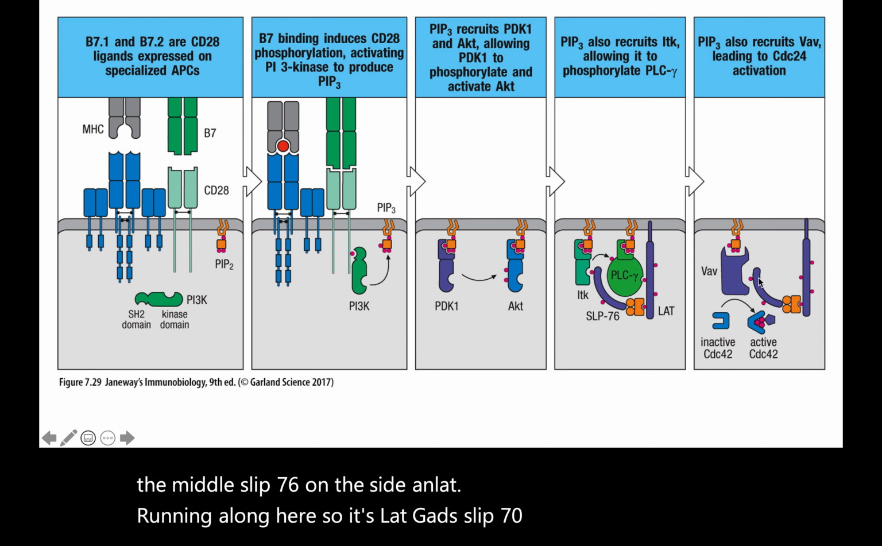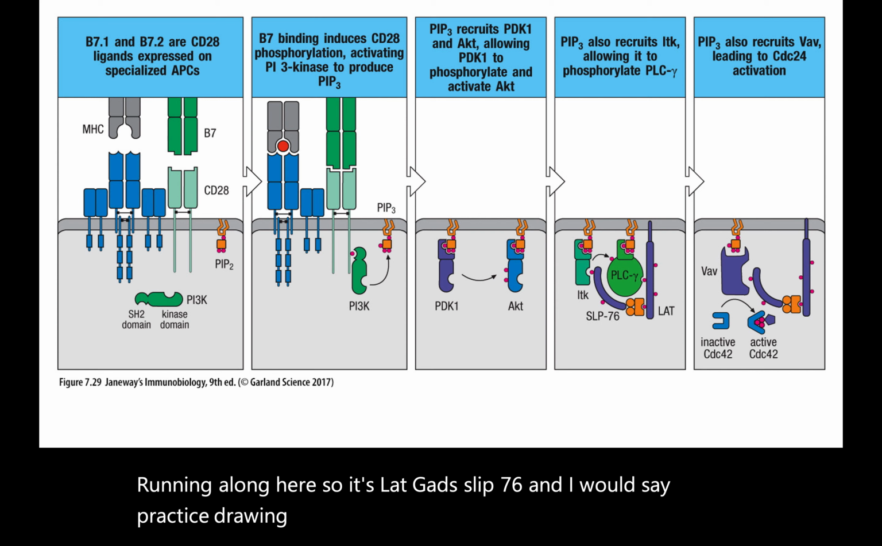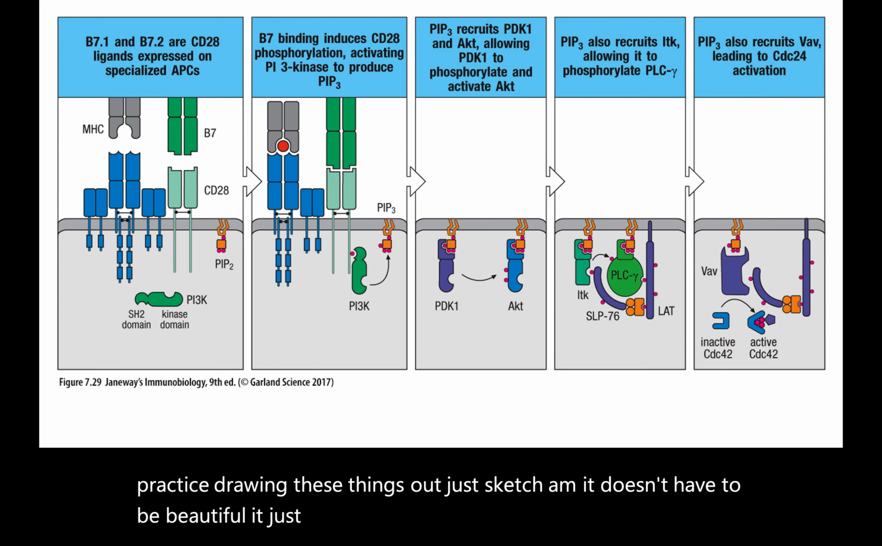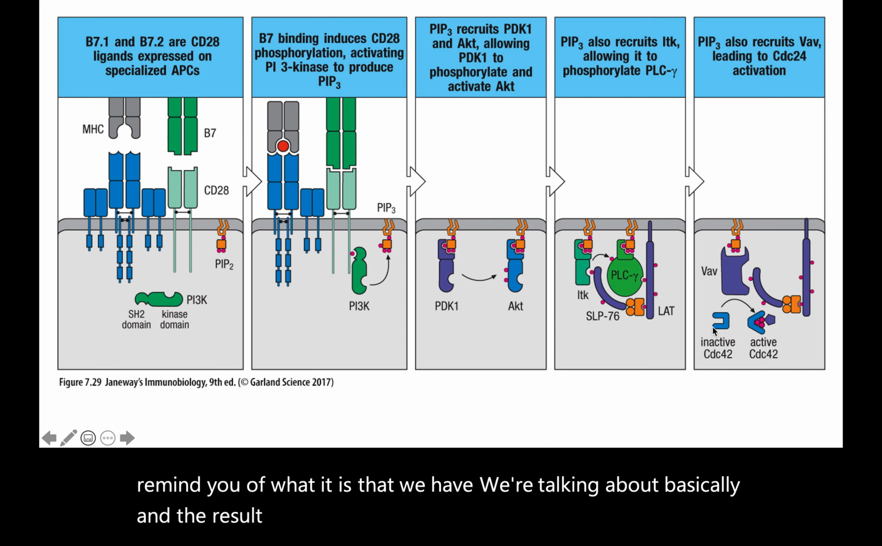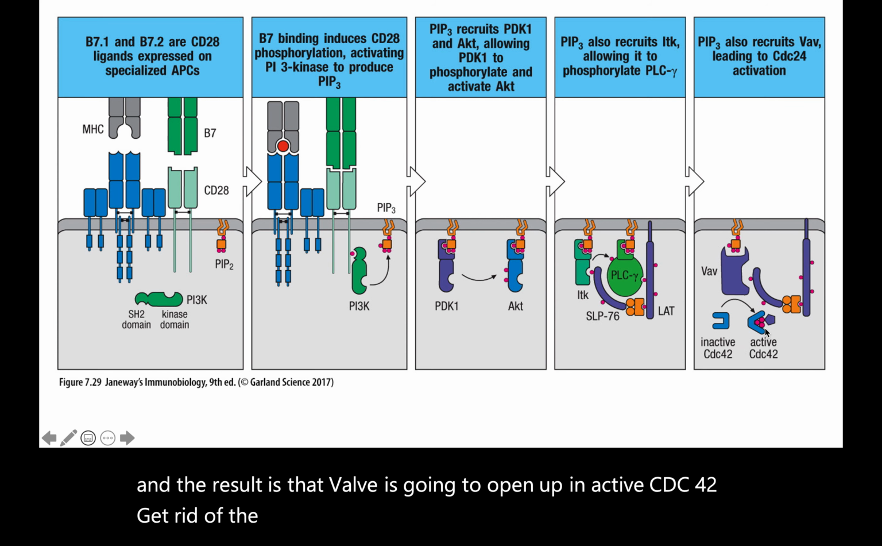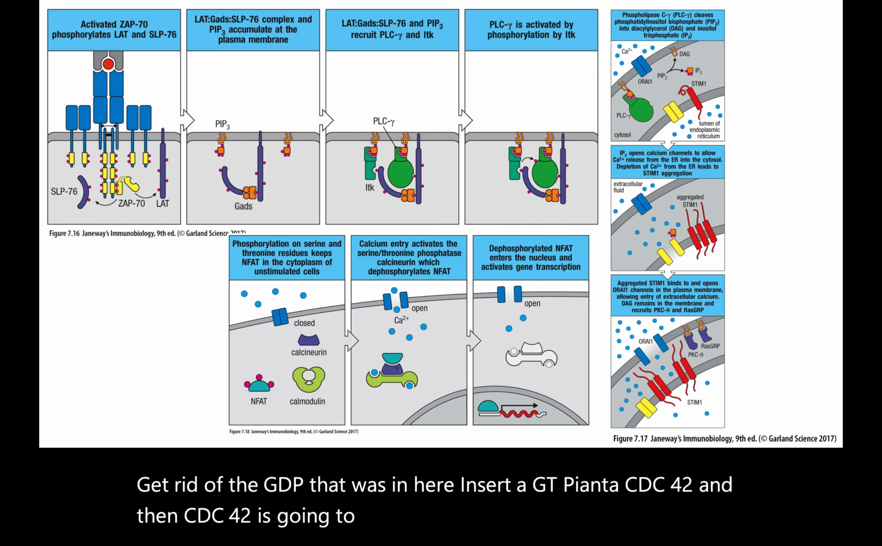And I would say practice drawing these things out. Just sketch them. It doesn't have to be beautiful. The shapes and the colors are meant to help remind you of what it is that we are talking about. The result is that VAV is going to open up inactive CDC42, get rid of the GDP that was in here, insert a GTP into CDC42, and then CDC42 is going to go out and start modifying the cytoskeleton.